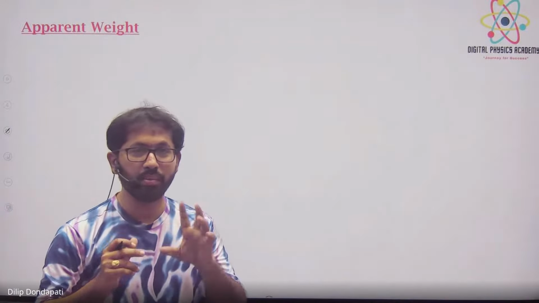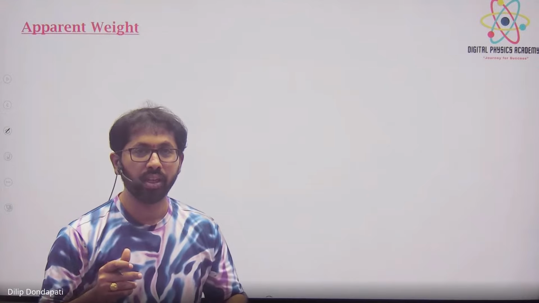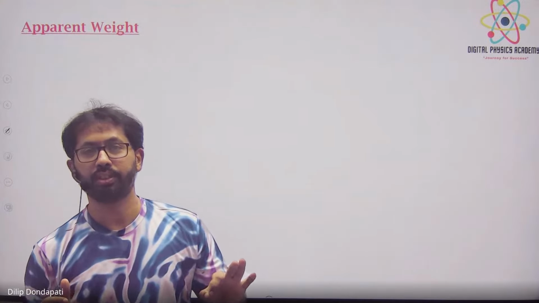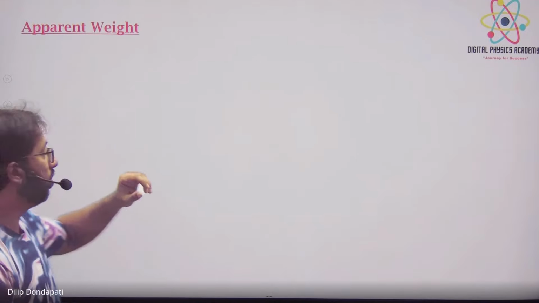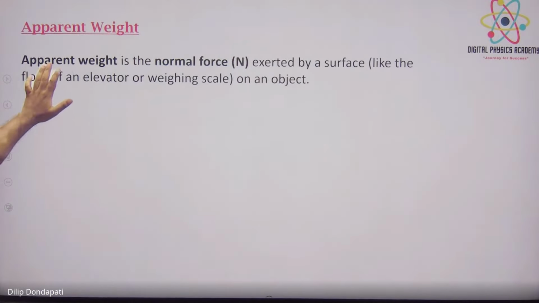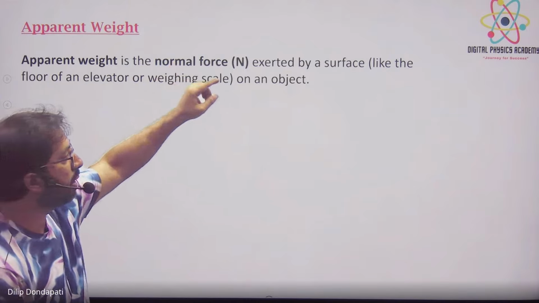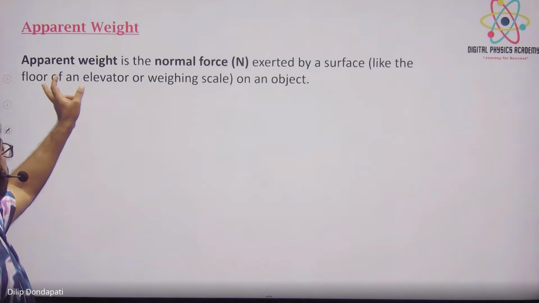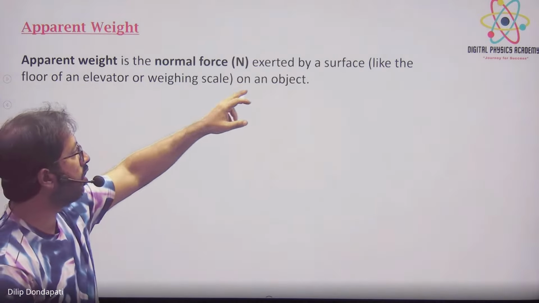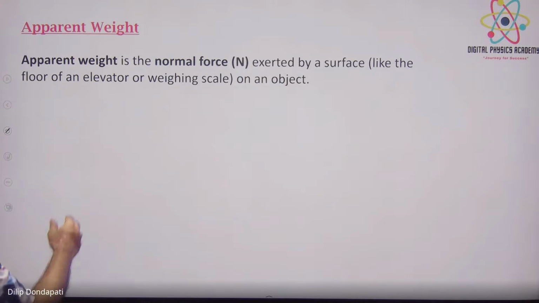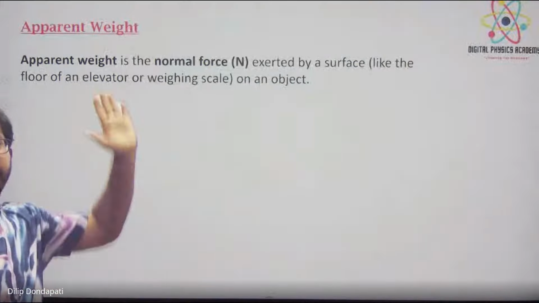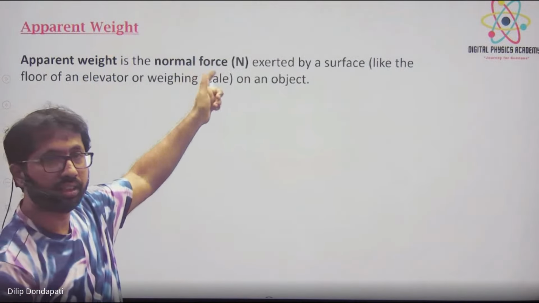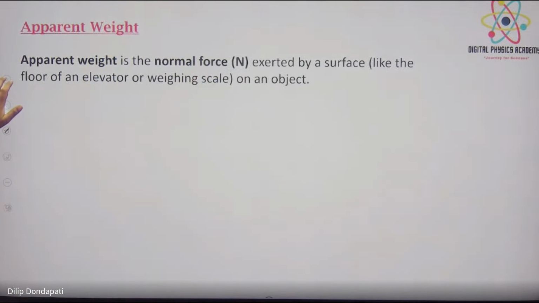So why does the same weighing machine not measure the original weight? That means it measures the normal reaction. That weight is nothing but apparent weight. Apparent weight is the normal force exerted by the surface, like the floor of the elevator or the weighing scale, on an object. How much the surface exerted, the normal action, that is the apparent weight.